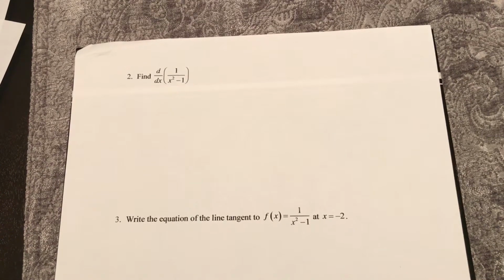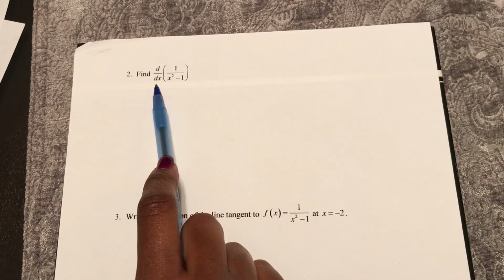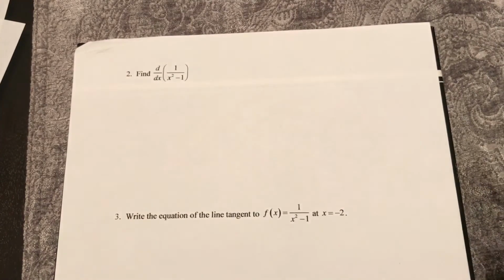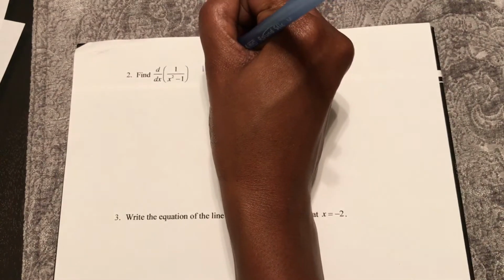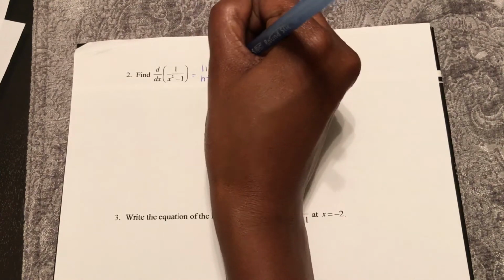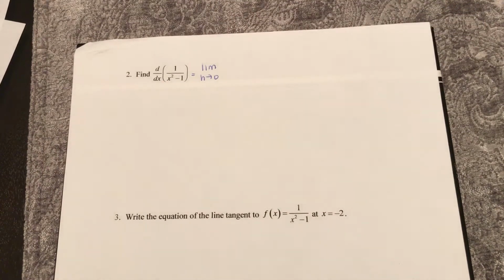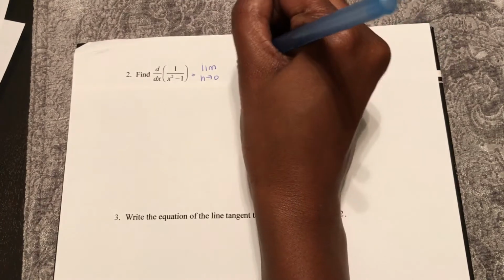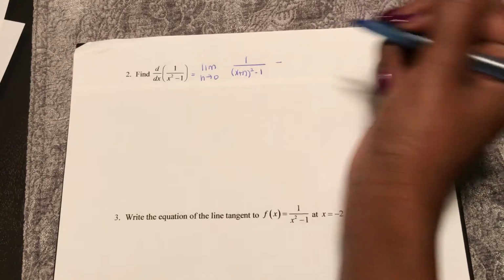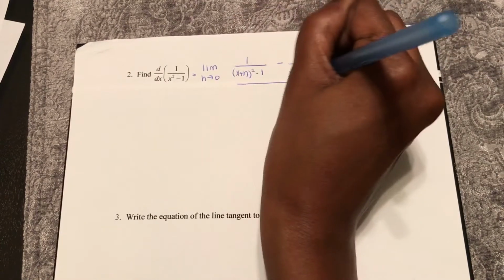So hey, in our last video with the calculator, we saw that this is another notation that means taking the derivative with respect to x of this function. So I am going to use my limit as h approaches 0 of f of x plus h, which is 1 over x plus h squared minus 1, minus f of x, 1 over x squared minus 1, all over h.